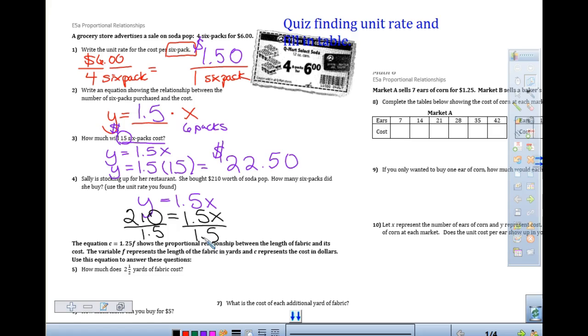And we should end up with, Cassie, what you got? 140. So x is equal to 140. What are we talking about for our answer with a label? 140 6-packs. So we again want to answer that tomorrow when we are looking at those.